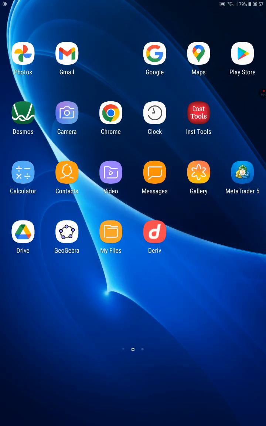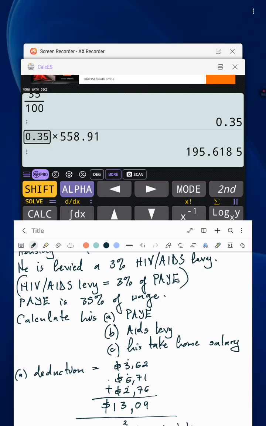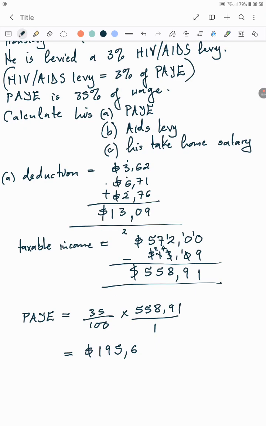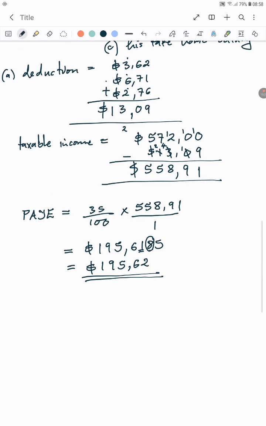So we go back, we say our answer is 195.6185 to the nearest cent. We look at this one, 8, so we're rounding up, and our answer is going to be $195.62. So this is pay as you earn. So that's the amount that is going towards pay as you earn.